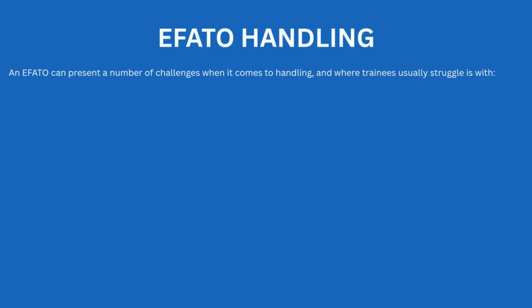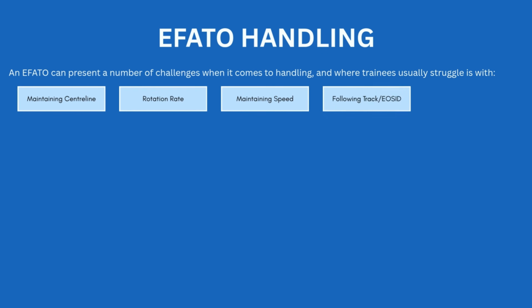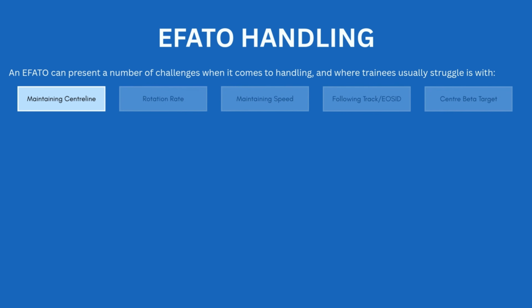Let's now look at the handling of an EFATO and the challenges it presents. An EFATO can present a number of challenges when it comes to handling, and where trainees usually struggle is with the following. Maintaining the centerline, their rotation rate, maintaining speed once airborne, following the required track or engine out SID, and centering the beta target. Let's take a deeper dive into each challenge, starting with maintaining the centerline.